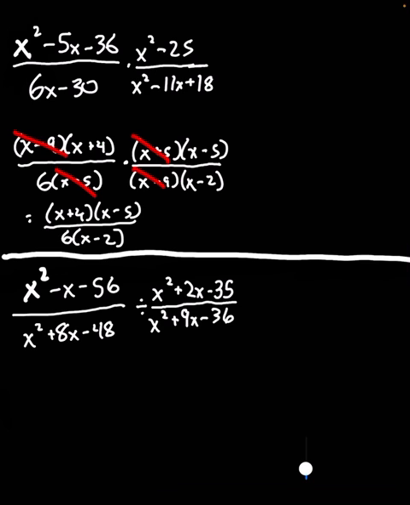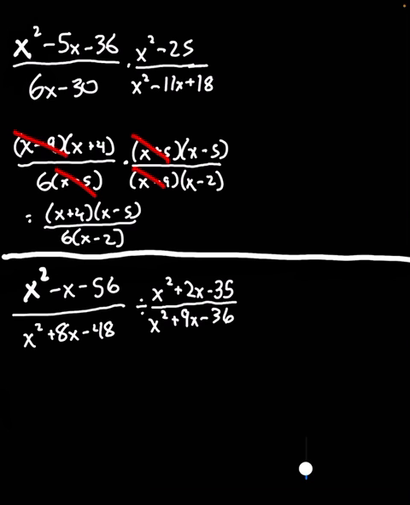Now, the next problem here, the main thing we want to look at and notice is we have division. One of the earliest rules we learn is that when we divide by a fraction, or when we divide by a rational expression, we multiply by the reciprocal. So the first thing I want to do is factor everything to break it down.